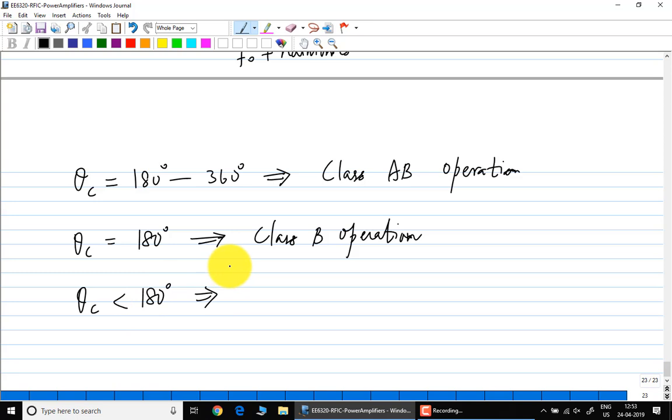Now what is theta c equal to 180 degrees? The transistor actually conducts only half the cycle. So you get one half of the sinusoid, the other half of the sinusoid is completely clipped. I hope you see that. Correct? If theta c is less than 180 degrees, you can call this class C operation. And of course, class C operation covers it all the way to almost 0.